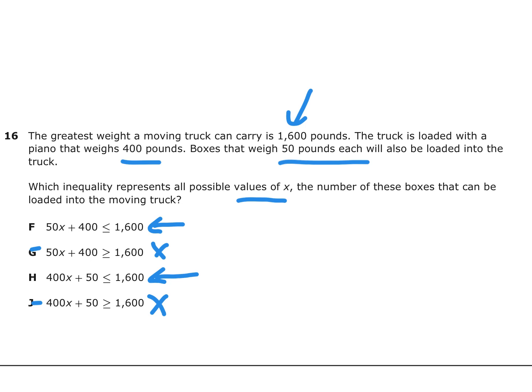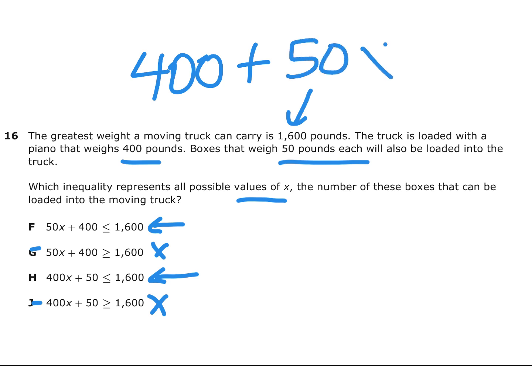So we have a piano, that's a fixed amount. So we're going to have 400 for the piano, plus depending on the number of boxes. And each box weighs 50 pounds. So X is the number of boxes. So 50 times X will tell you how much that is. So it's 400, a fixed amount, plus a variable, because 50 times X, we don't know how many you have for the number of boxes. So look for an answer that has 400 plus 50x or 50x plus 400, and the answer here is F.